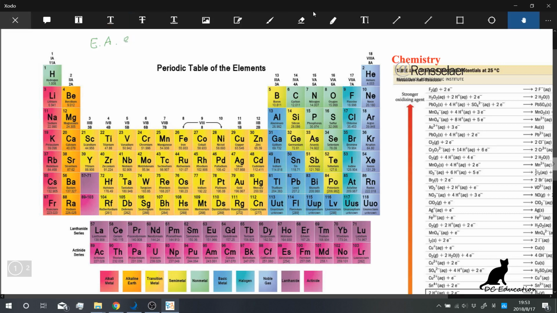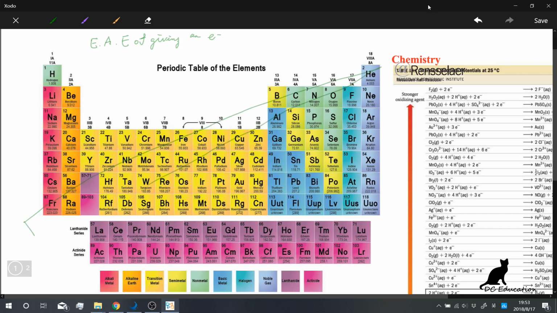So there are 4 trends that have generally been talked about during class time, I believe. It's electron affinity, which is the energy, maybe energy with a big E, of giving an electron. And as this trend goes, it goes from here, which is the highest, to the lowest over here. So it should be something like this.